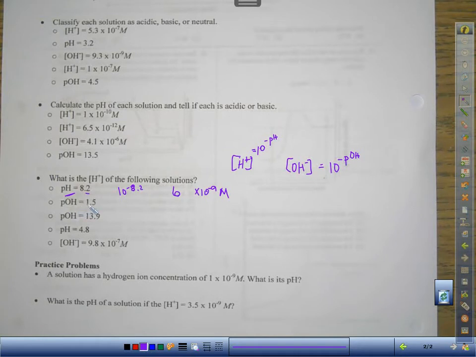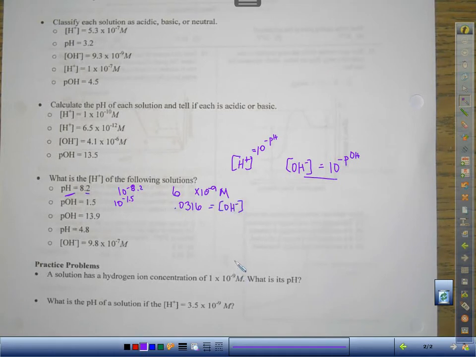Okay, the pOH. If it's OH, this time we're going to use this equation, but it's the same idea. We're doing 10 raised to the negative 1.5. So 10 caret negative 1.5, we get 0.0316 as my concentration of the OH minus.